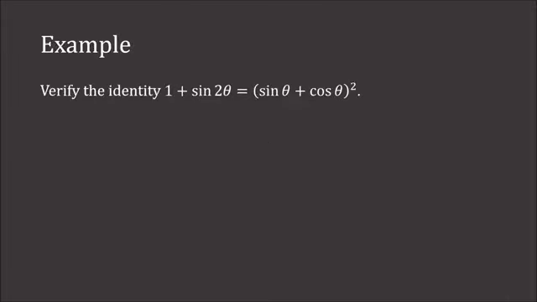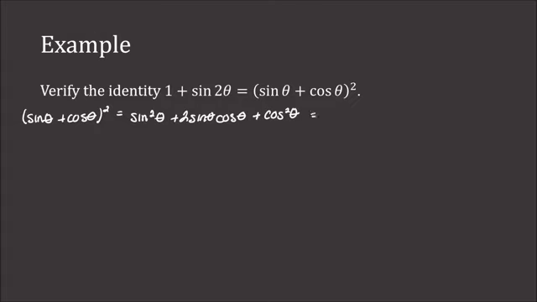So we'll go ahead and verify that 1 plus sine of 2 theta is equal to sine of theta plus cosine of theta all squared. So let's work this time on the right-hand side. Expanding this out, we'll have sine squared of theta plus 2 sine of theta cosine of theta plus cosine squared of theta.